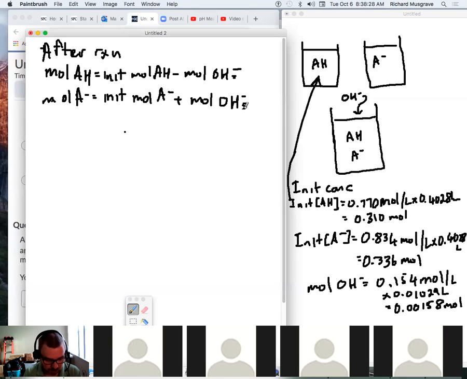Sorry, 0.310 minus 0.00158. I get 0.308 moles for the AH. And for the A minus, 0.336 plus 0.00158, we get 0.338.